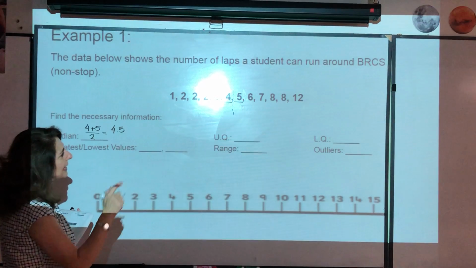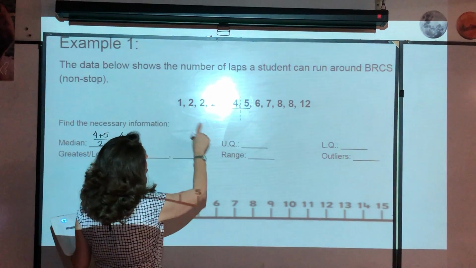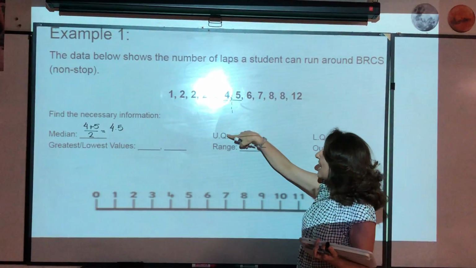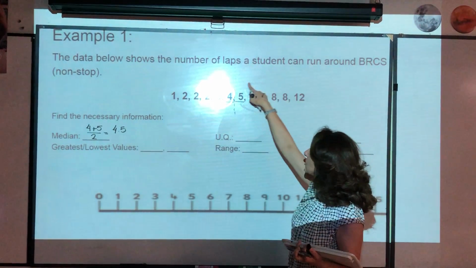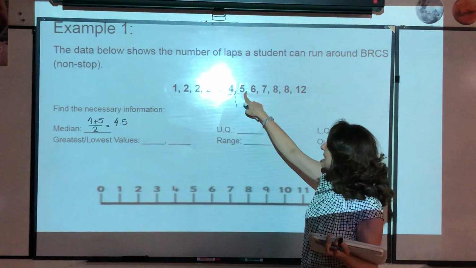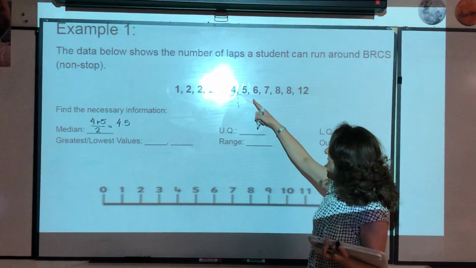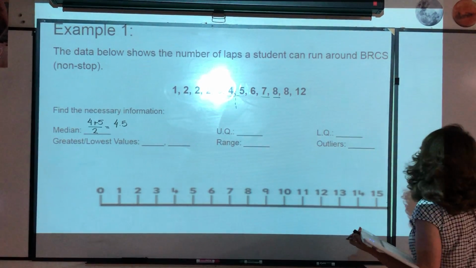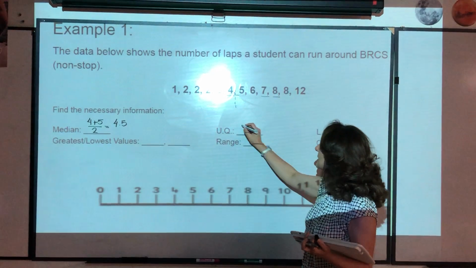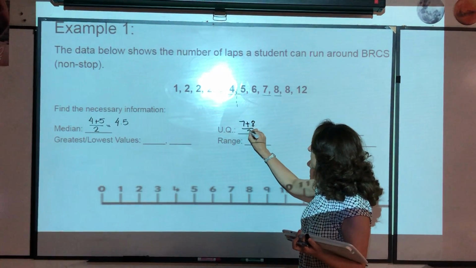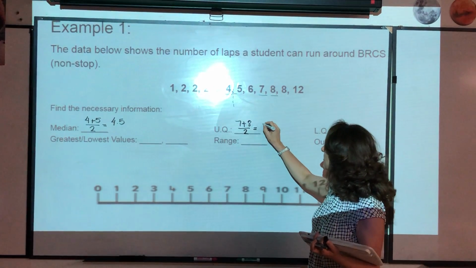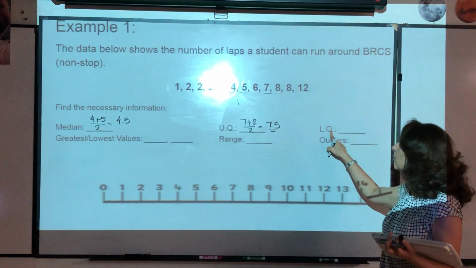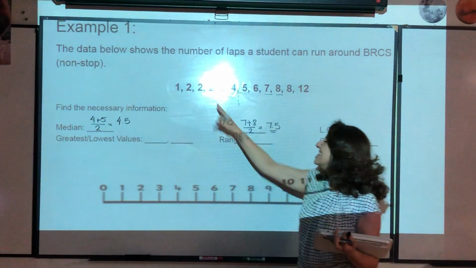Then I have to find what? The upper quartile and lower quartile. Upper quartile is going to be the median of the upper side, the higher numbers. So it's the median of this half of the data set right here. So 1, 2, 3, 4, 5, 6. I get the two numbers right in the middle. So I have what? 7 plus 8 divided by 2, 7.5.